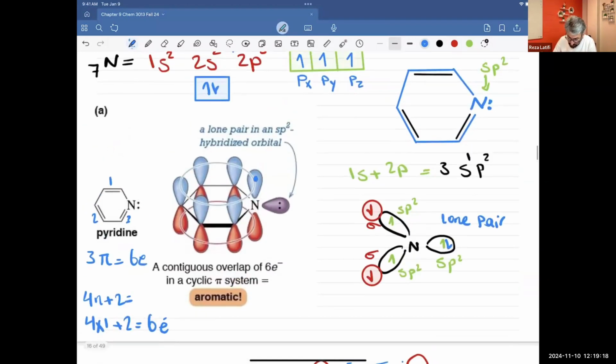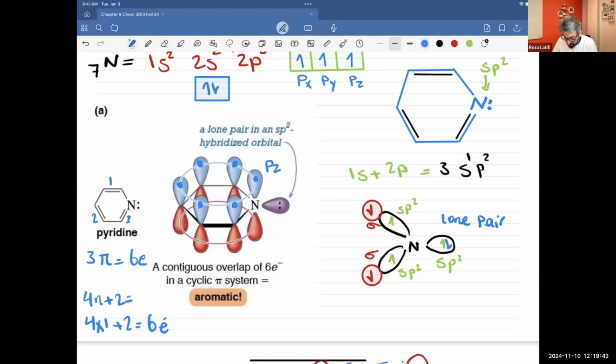So each p orbital has one electron in it. We have 6 electrons, 6 p orbitals. So that compound can be aromatic. How about the lone pair? The lone pair is perpendicular to the p orbital, or technically to the ring. So it's not lined up with it.